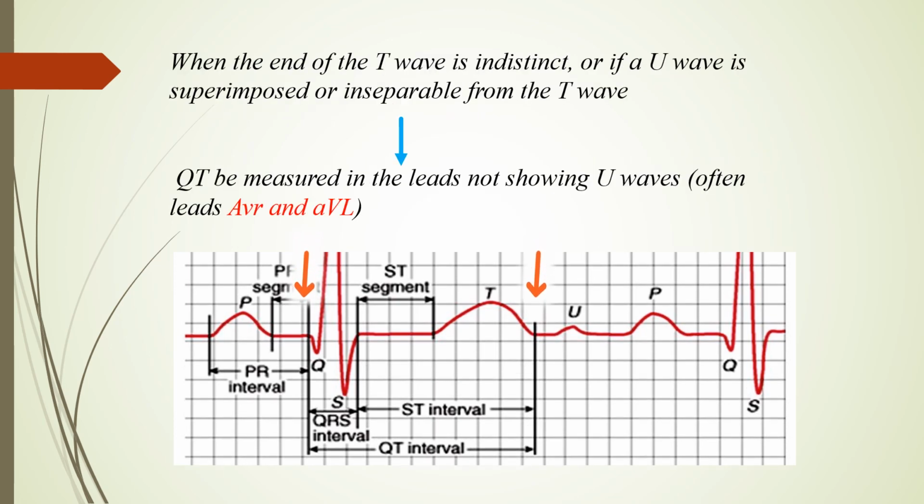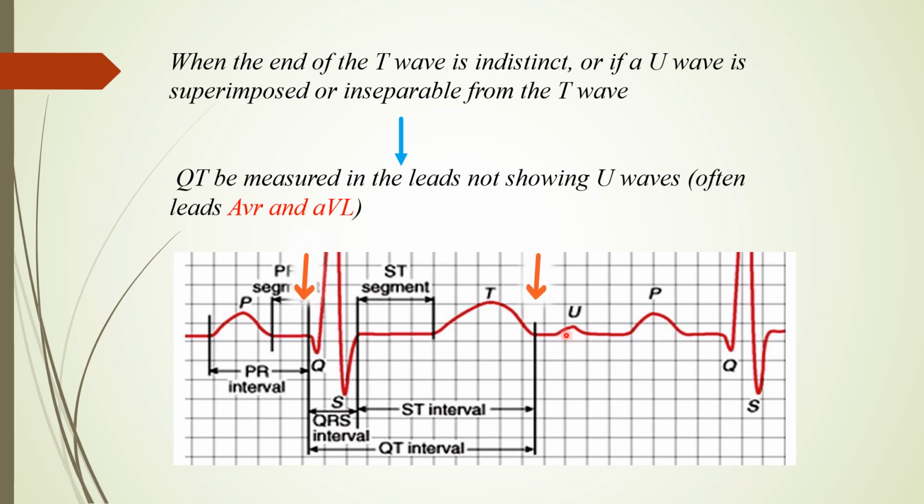There is one thing that can cause confusion when measuring the T wave, and that is the U wave. Now, the U wave can be seen in some of the leads, and in that case, it can be either superimposed or inseparable from the T waves. So, here you can see a T wave, and this is the end of the T wave, and a U wave is clearly seen over here.